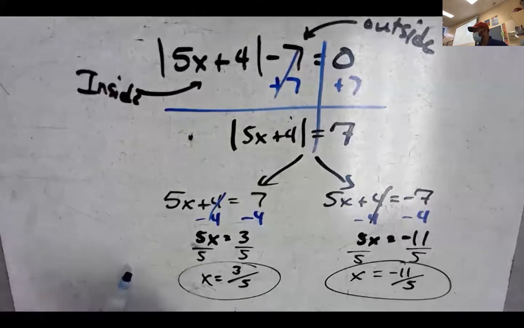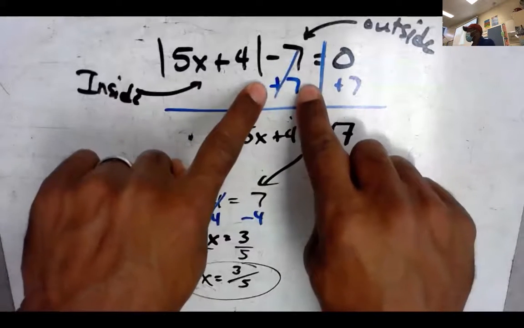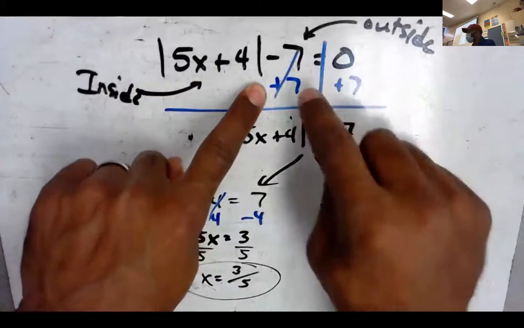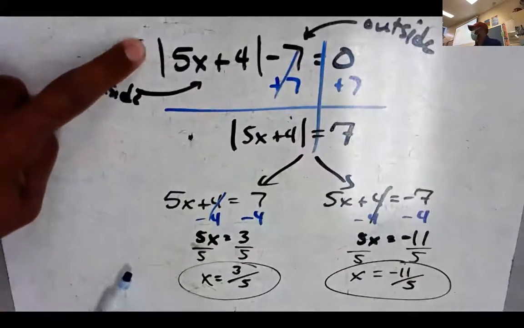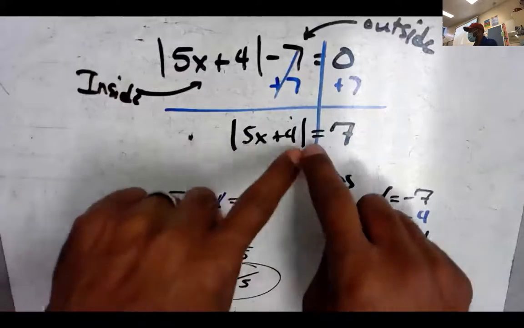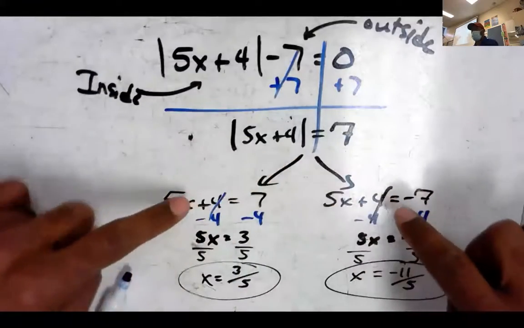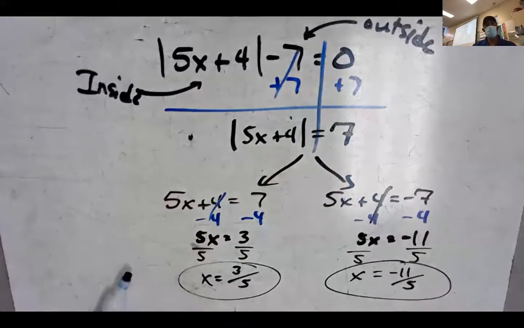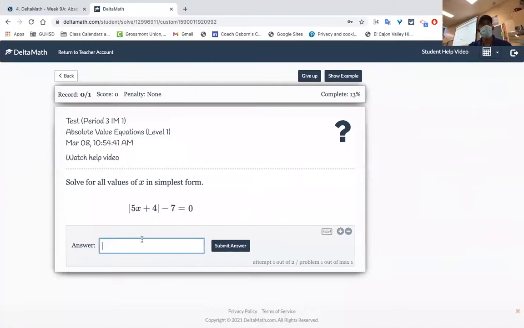So again, the key thing is numbers outside, move them. Okay, you may have to add them. If they're here, you may have to divide them. And then once you have no numbers on the left or the right, then we can split them into 2.